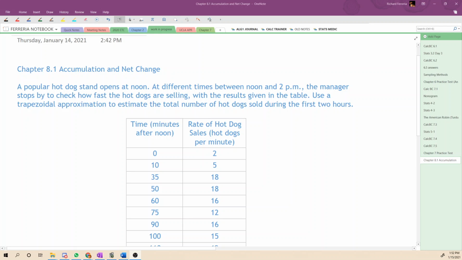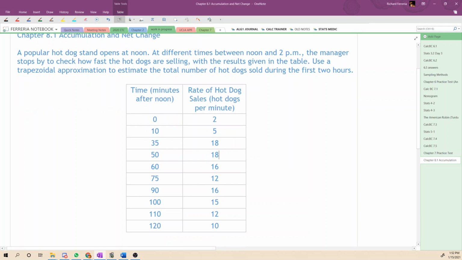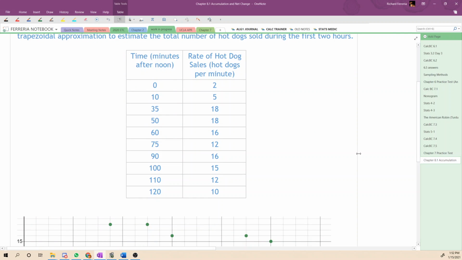So the first thing we see is this table, and this table gives different values of time and the rates that the hot dog sales are at those moments in time. We notice also the units here of time are minutes, and the units of the rate is hot dogs per minute. Furthermore, the unit for time, minutes, matches the per minute part for the rate of hot dog sales.